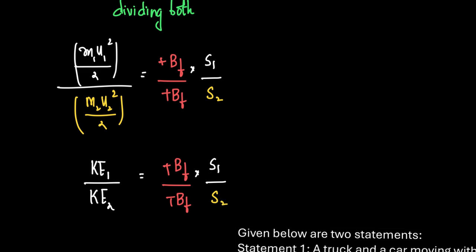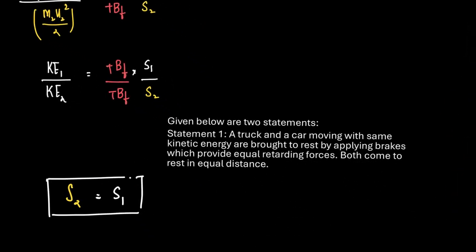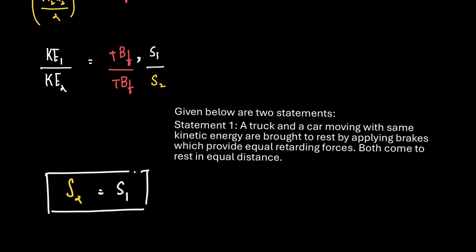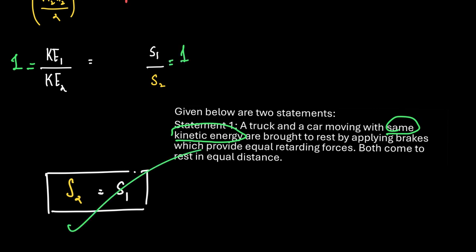And what does this imply? BF by BF will now become 1. So we could derive that KE1 by KE2 is equal to S1 by S2. But what is given in the question? It is given that the cars have the same kinetic energy. If they have the same kinetic energy, then KE1 by KE2 should be equal to 1, and therefore S1 by S2 should be equal to 1, which implies S2 should be equal to S1. Therefore, both of them will come to rest in the same distance.